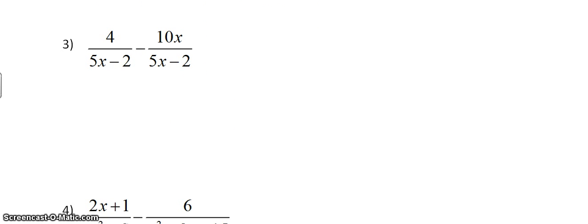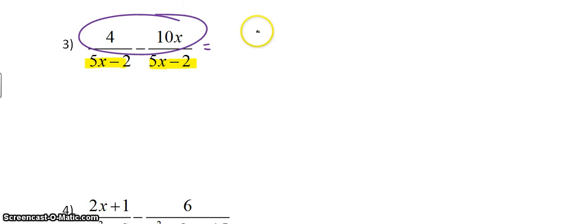Number 3. So we have 4 over 5x minus 2 minus 10 over 5x minus 2. So right as I'm reading the problem, I notice that both denominators are 5x minus 2. So yay, I get to skip the first step again, and all I need to do is subtract, in this case, the numerators. Now the question is, how do I subtract 4 minus 10x? And again, I write that over my same common denominator. And the answer is, since they're not like terms, you can just leave it like this.